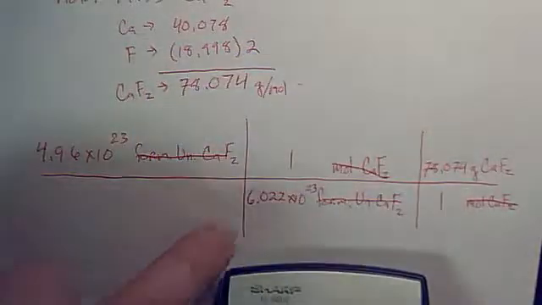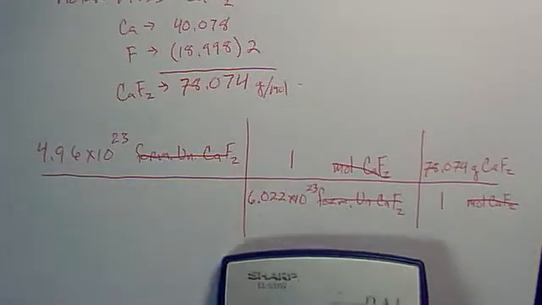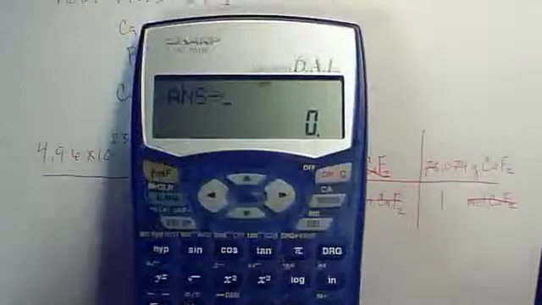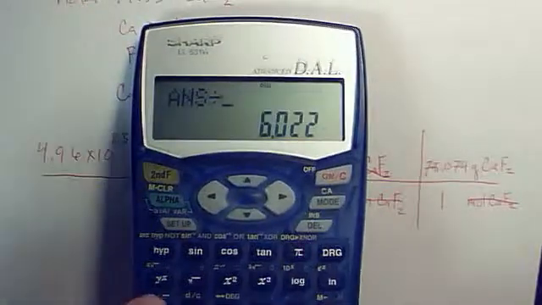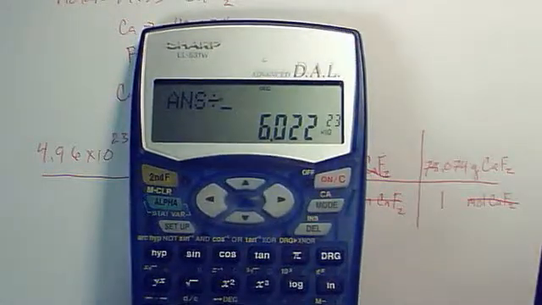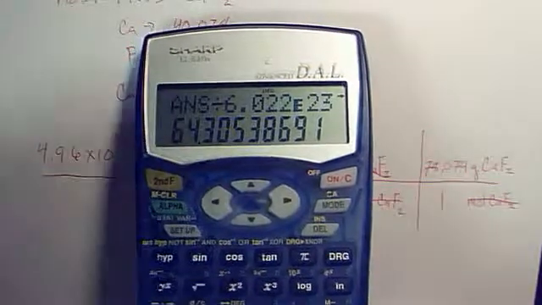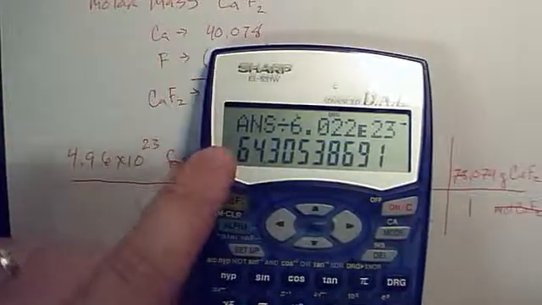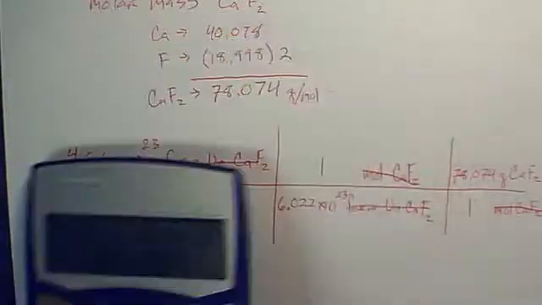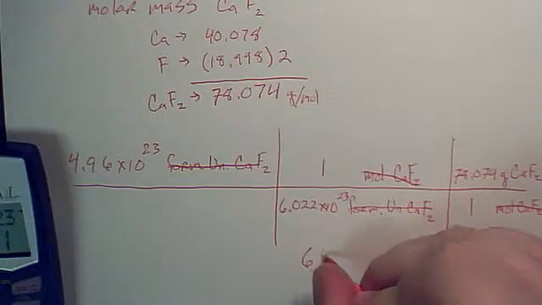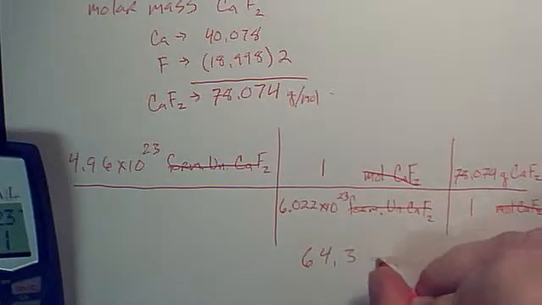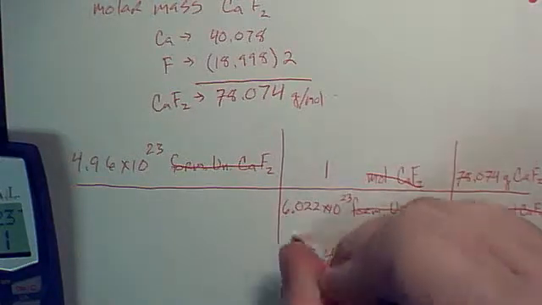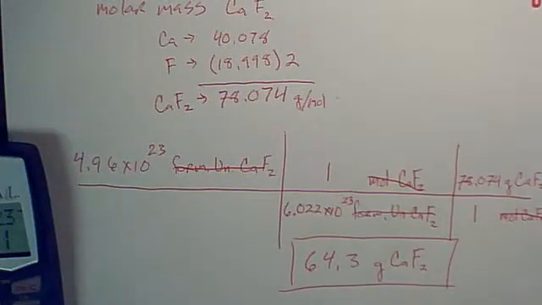Now I have to divide by what's on the bottom, so I divide by Avogadro's number. So divided by 6.022 times 10 to the 23rd equals 64.3. Now I started with 3 significant figures, so I need to have 3 significant figures. 64.3 is 3 significant figures. And there you go.